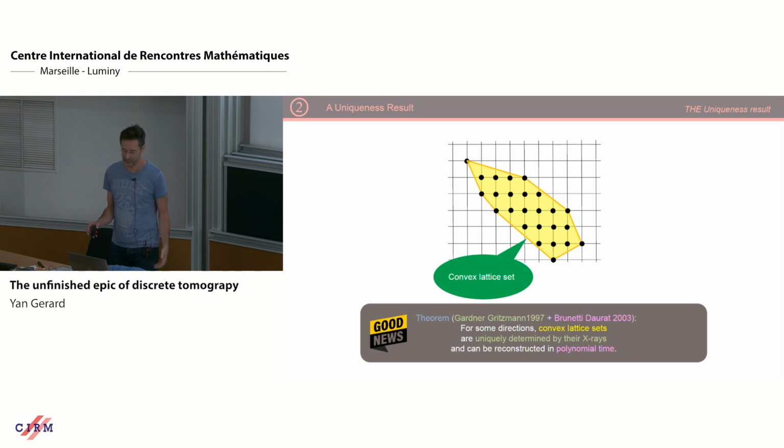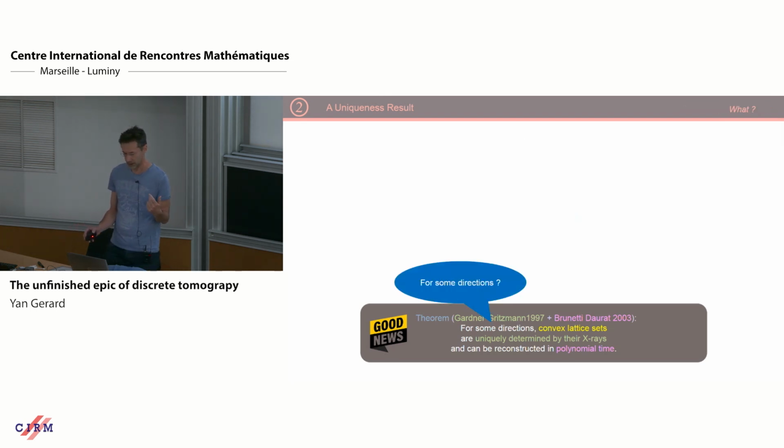And then we have this beautiful result from Richard Gardner and Peter Gritzmann. And also for the algorithm, Sara Brunetti and Alain Daurat, they have shown that for some directions, the solutions are unique and they can be reconstructed in polynomial time. Then that's the result that I would like to explain a little bit.